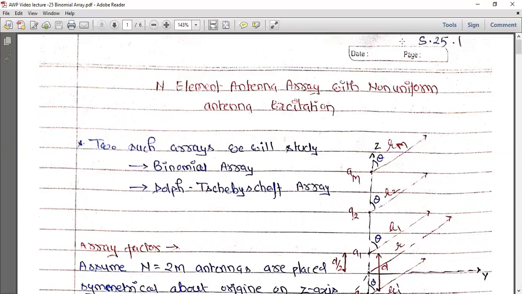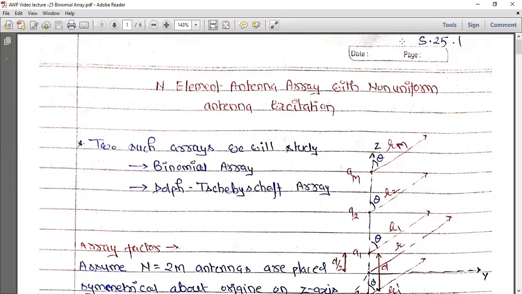So the objective is to design an antenna array having constant inter-element spacing and non-uniform antenna excitation. That is, the current provided to each antenna element is different, such that it will produce maxima or a certain radiation pattern of our interest.